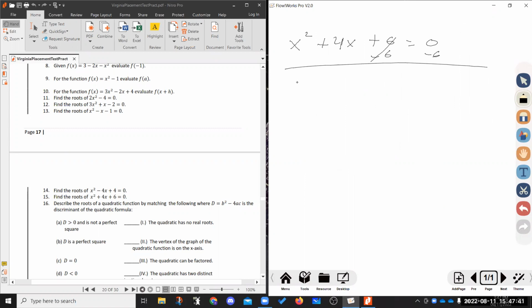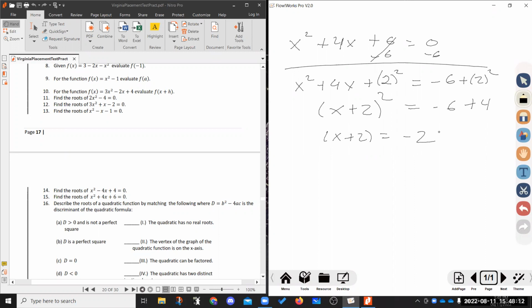So I'm going to take the constant to the other side. x squared plus 4x is equal to negative 6. Now I want to take half of that middle number and square it. So half of 4 is 2. I'm going to add 2 squared to both sides. So that's going to give me the left-hand side as a perfect square trinomial, x plus 2 quantity squared. The right-hand side, I have negative 6 plus 4. So this is going to give me negative 2 on the right-hand side.